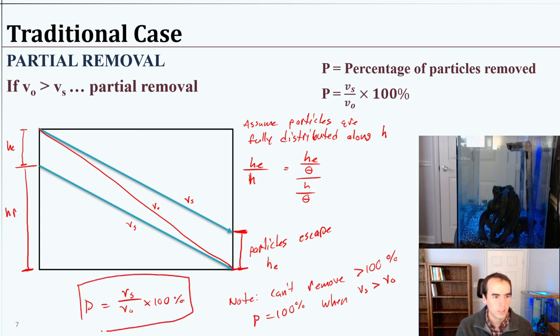Okay, so that gives us an equation, and this one is given to you in your study sheet, equation sheet. So that's the proportion of particles removed, and you could do it as a fraction and get rid of the percentage, or you could give it as a percentage and include that part. Okay, any questions or issues with that? Please let me know.